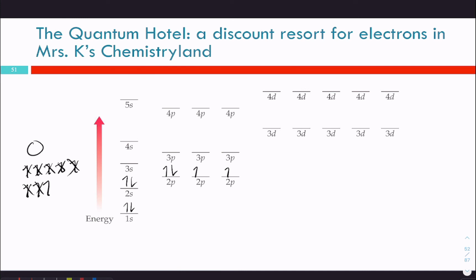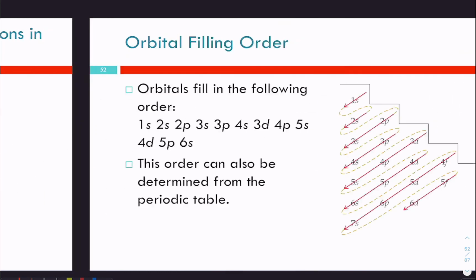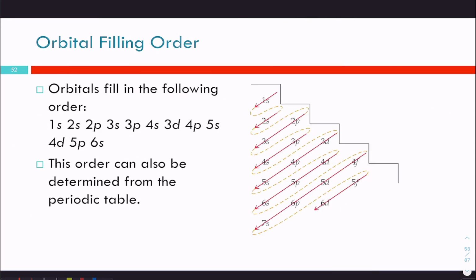I will show you a trick. You can use this to figure out how to fill orbitals, because things do get a little bit trickier once you get up to 3D, because it comes after 4S. So up to 3P, you fill everything in the order you would expect. After that, because 3D is higher energy than 4S, you fill 4S first.